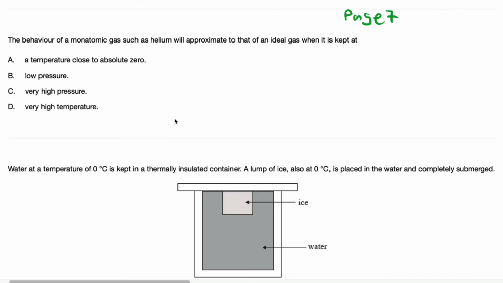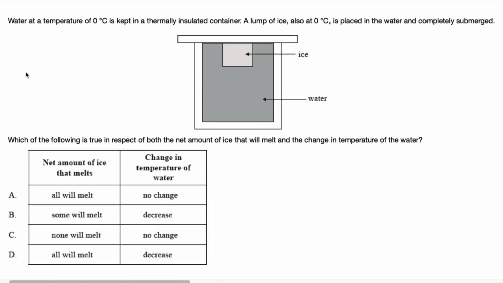An atomic gas such as helium will approximate an ideal gas when it is kept at what condition? So we know a gas can be approximated as an ideal gas either when it has a low density, or when it has a high temperature and a low pressure. So the answer for this problem will be B, low temperature. And this is because you want the molecules to be as far from each other as possible, since intermolecular forces for an ideal gas can be ignored.